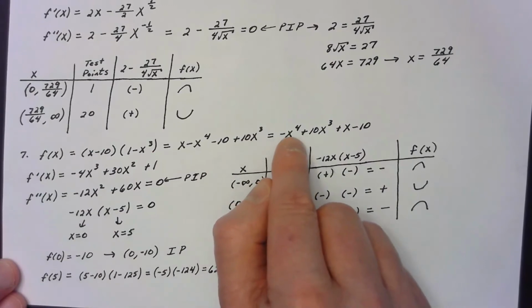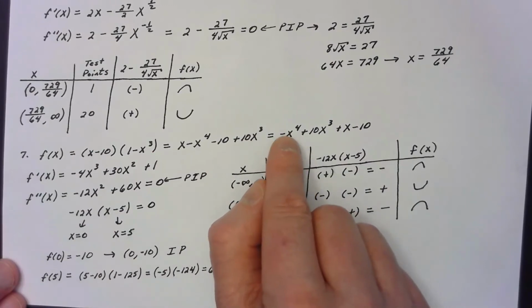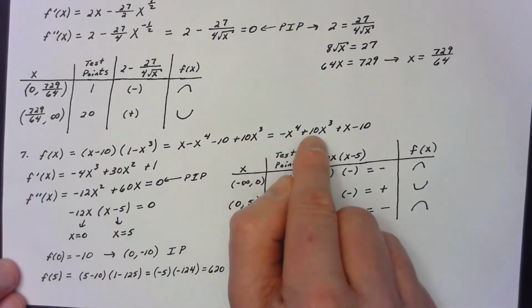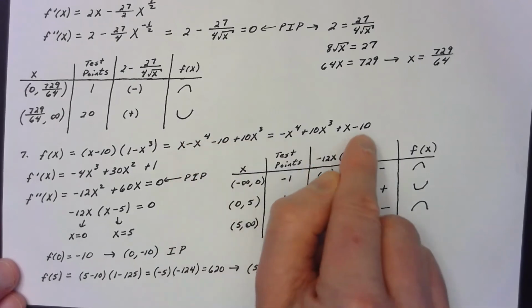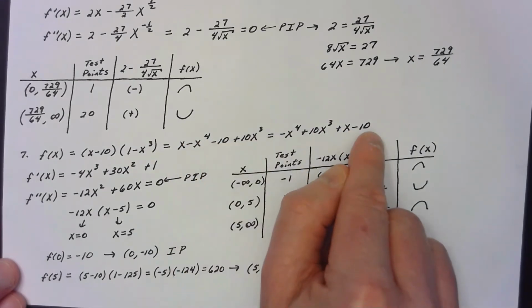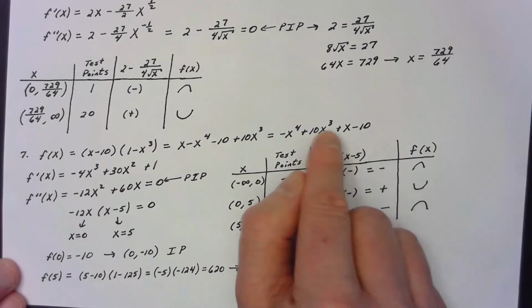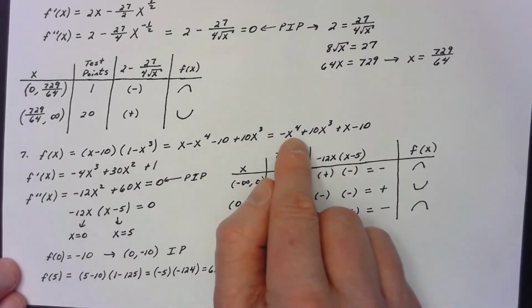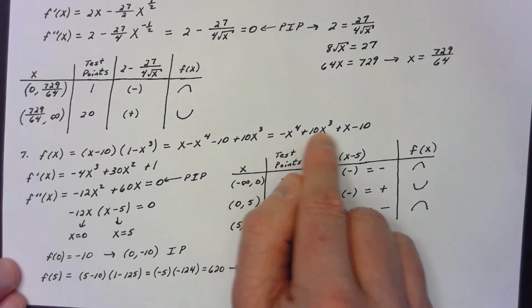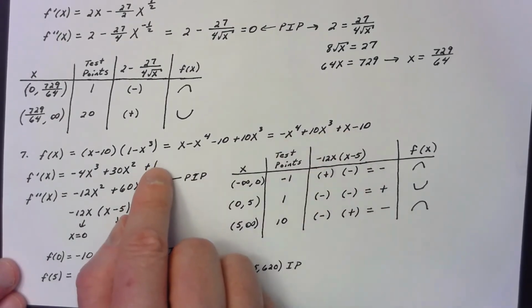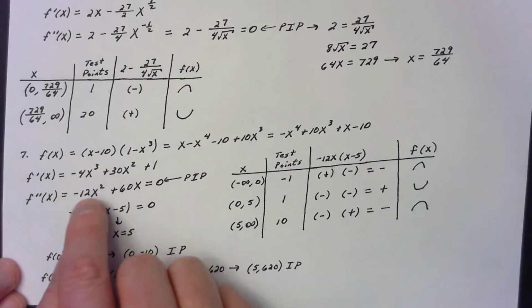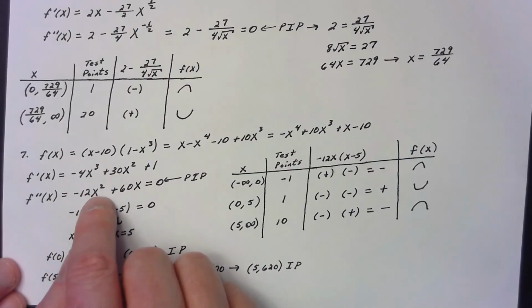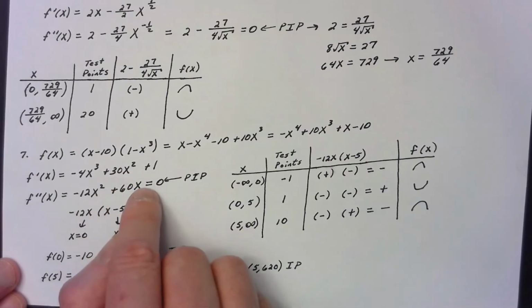I went ahead and rewrote that in descending order. Negative x to the fourth plus 10x cubed plus x minus 10. And now that I have it written like that, I can go ahead and start taking my derivative. First derivative, negative 4x cubed plus 30x squared plus 1. From here to the second derivative, again, just power rule, these are easy derivatives. We get negative 12x squared plus 60x. Of course, 1 became a 0.